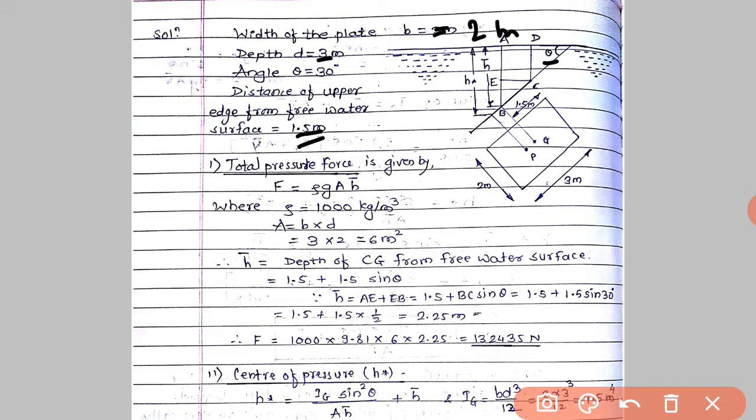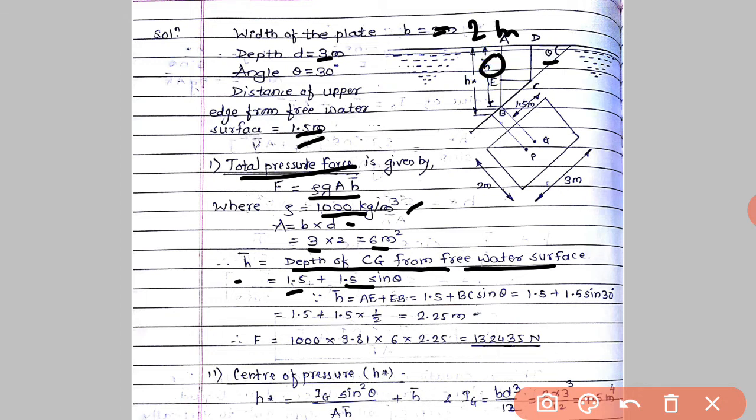So now what we have to do, we have to calculate total pressure force. Total pressure force is given by F is equal to rho g A h bar, where rho for water is 1000 kg per meter cube, and area will be B into D, that is 2 into 3, equal to 6 meter square, and h bar will be the depth of center of gravity from the free liquid surface. So from geometry, 1.5 plus 1.5 sin theta is h bar. See the value of h bar here.